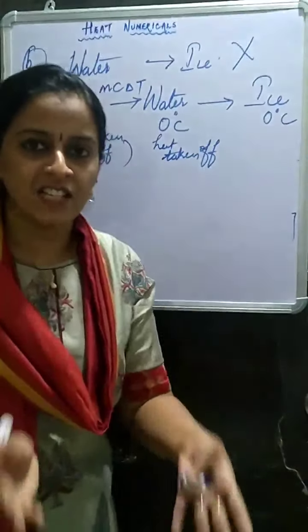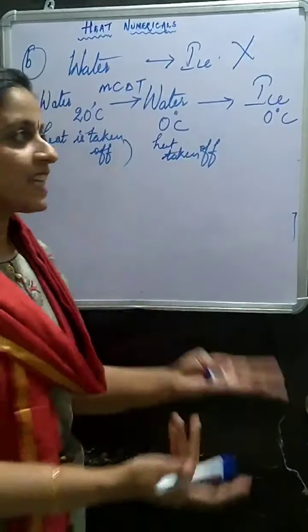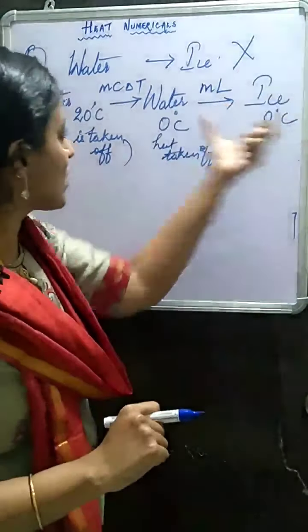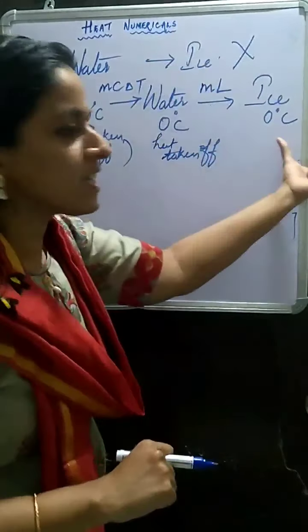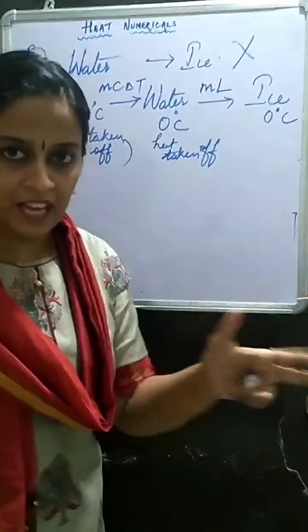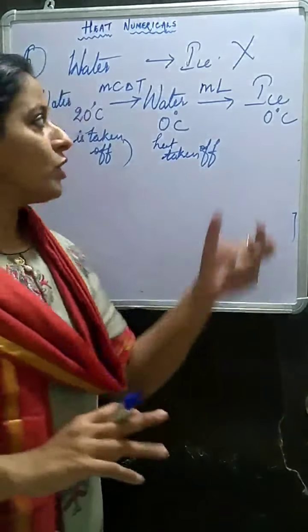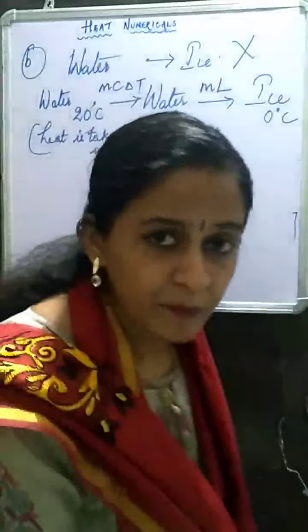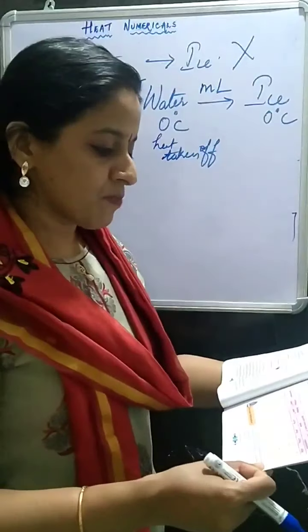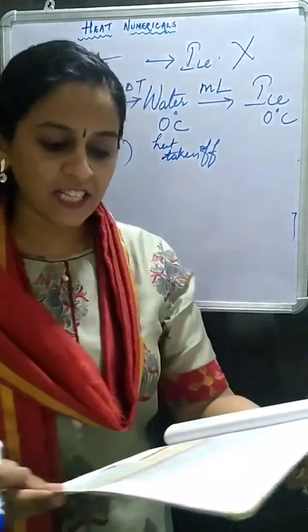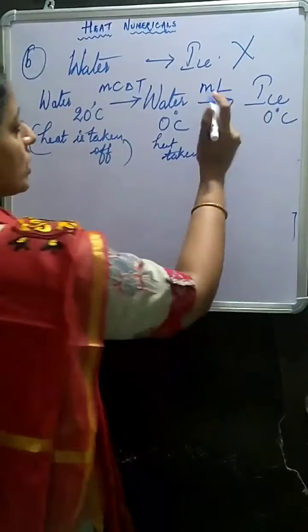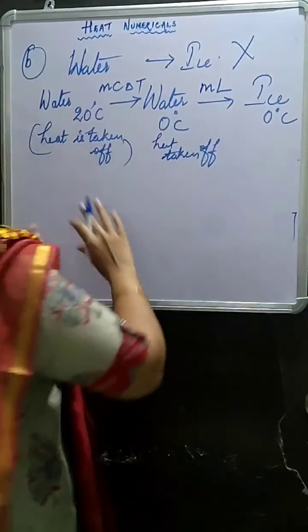When the state is changing from water to ice, we use ml, mass into latent heat. Here the state is changing, water at 0 degrees to ice at 0 degrees. Temperature is the same, state is changing. So there you will write ml, latent heat. Now do you know the latent heat of water? The latent heat of water is given on page number 63. The specific latent heat of fusion of water or ice is 80 calorie per gram. That we have to remember and use here.